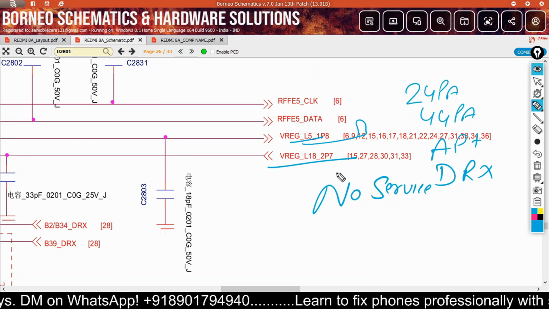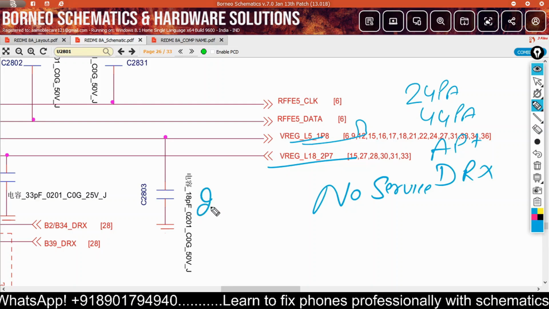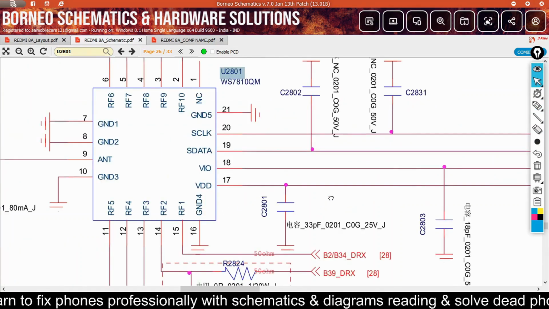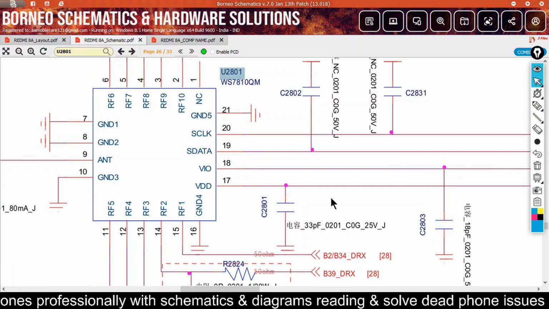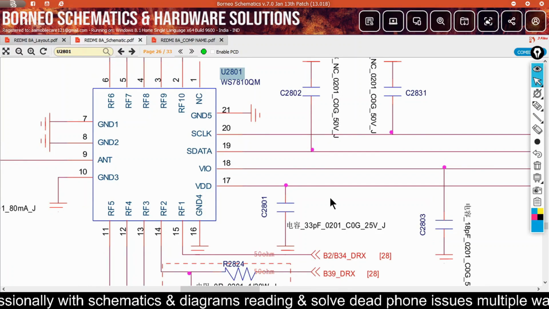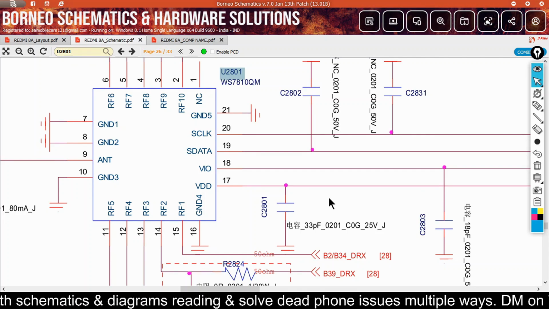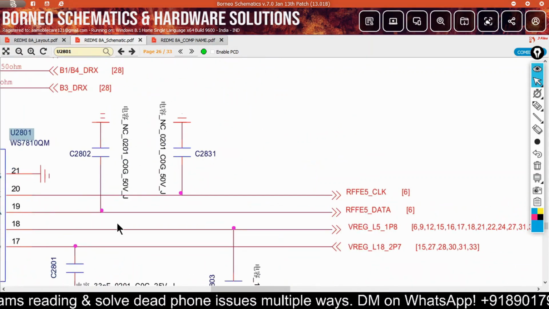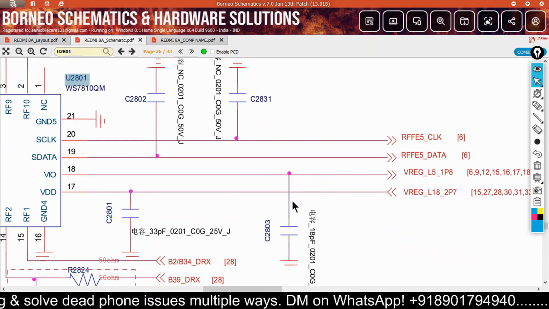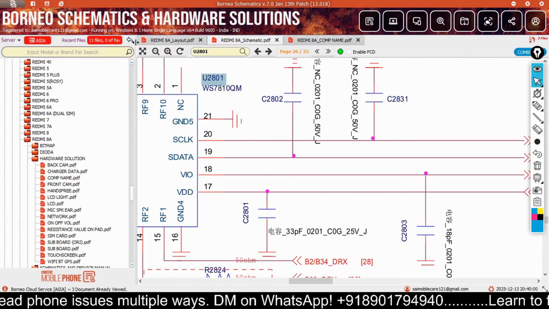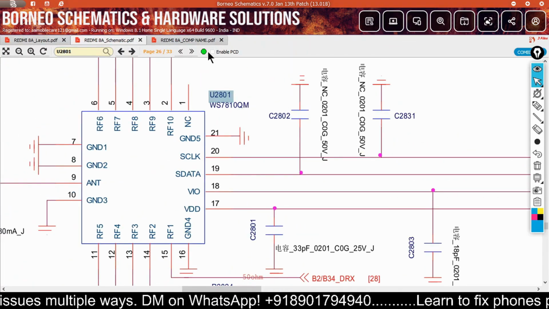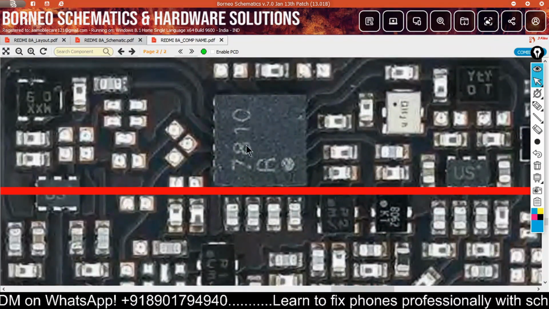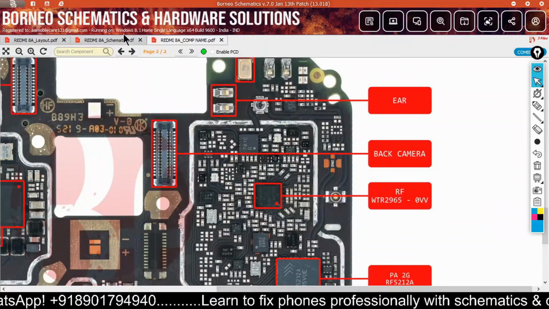Now the other one is L18, LDO18 or 2.7 volt. This is also a most important voltage. Let's see. Now when you see it in the hardware solution, these voltages are multiple. Anyone can think of these capacitors, you can measure on these capacitors here. So we go to the component section, and this one is the DRX IC. This is also important. I hope you get my point.